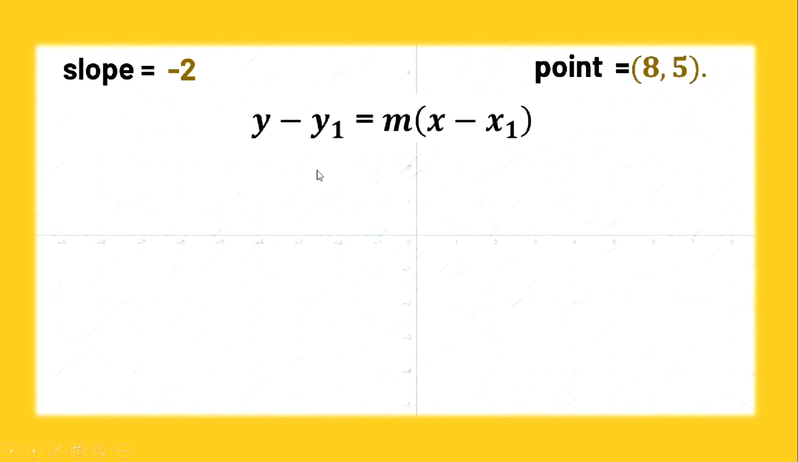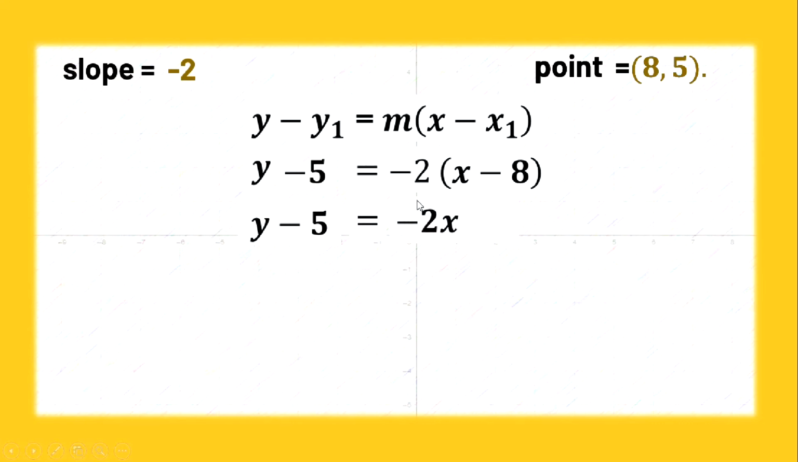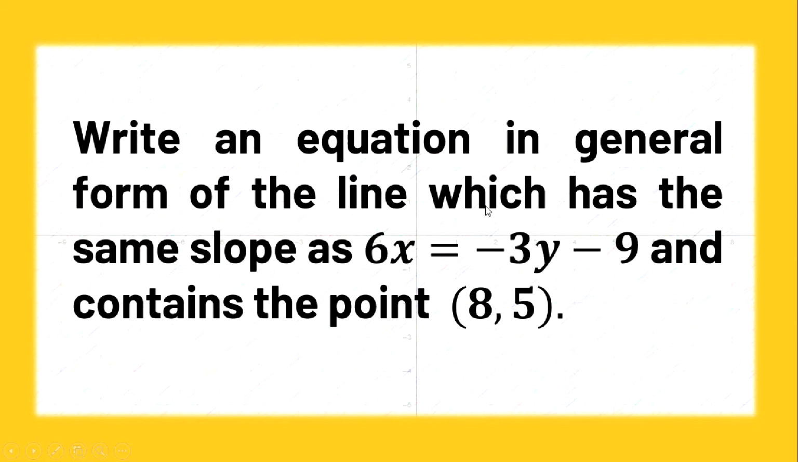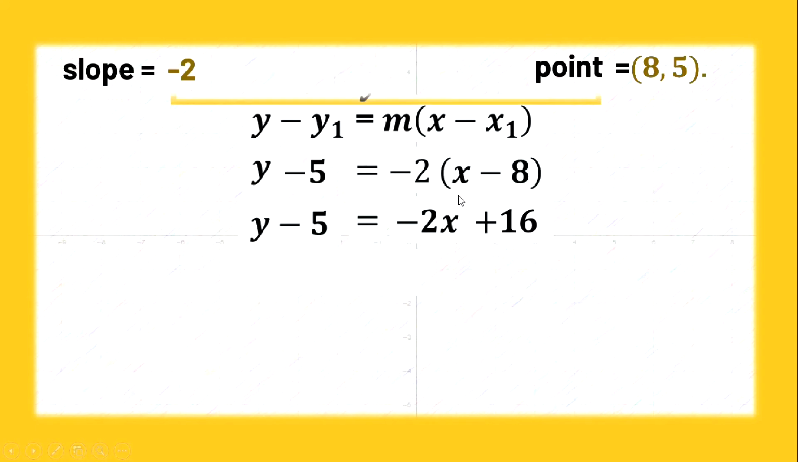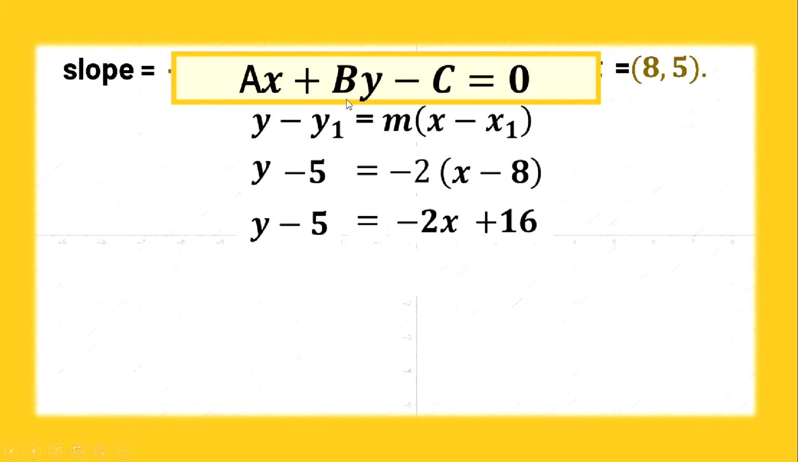Then, simply, substitution na lang yung gagawin natin. We have y minus y sub 1 is 5 equals, slope is -2 times x minus x sub 1 is 8. Simplifying, we have y minus 5 equals -2 times x is -2x and -2 times -8 is +16. Balik muna tayo sa problem. Ang hinahanap natin ay general form of the line. So, kailangan dito tayo pupunta sa form na to. Ax plus By minus C equals 0.